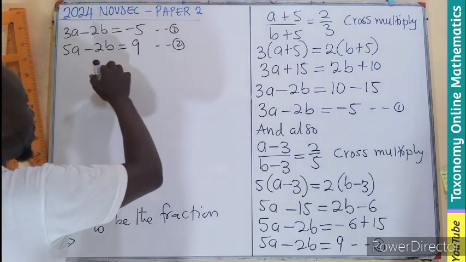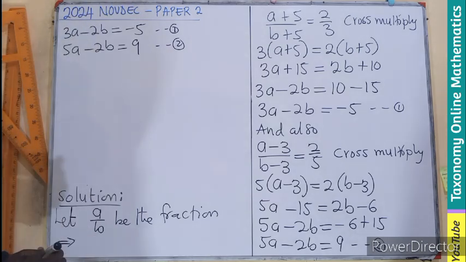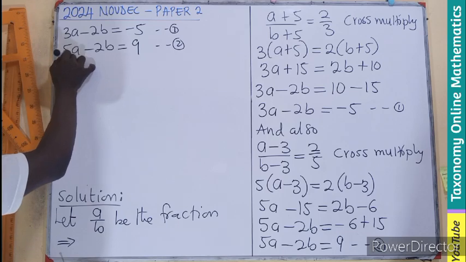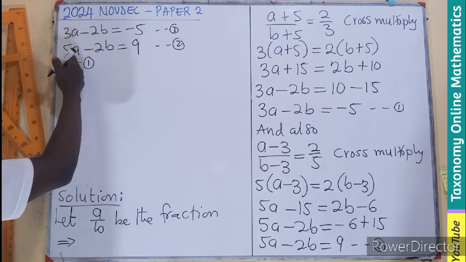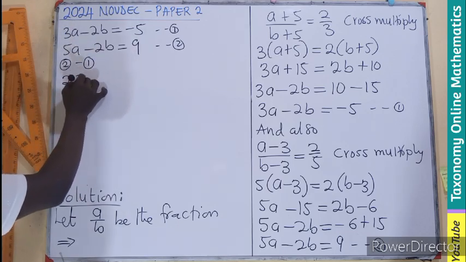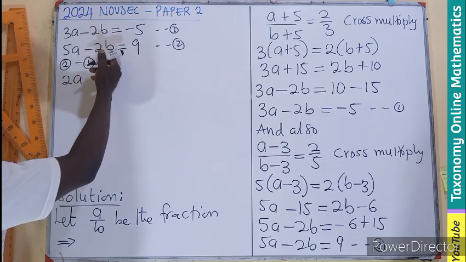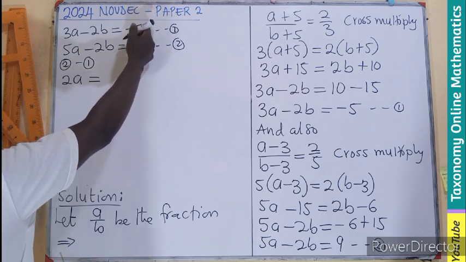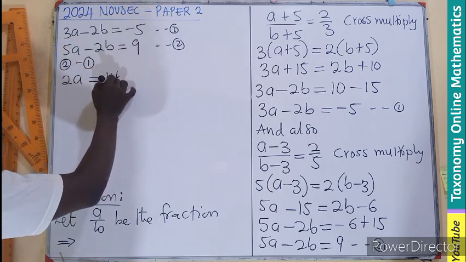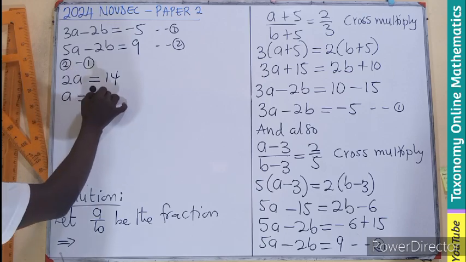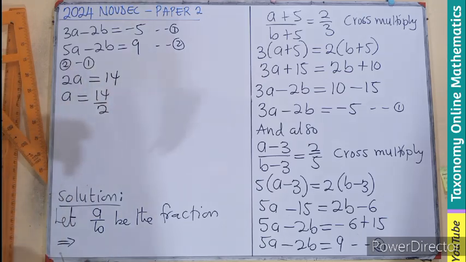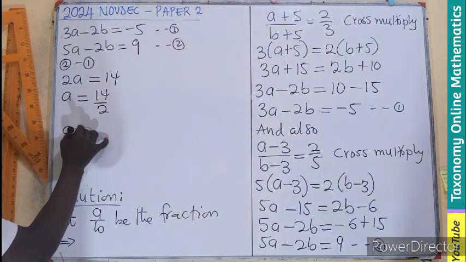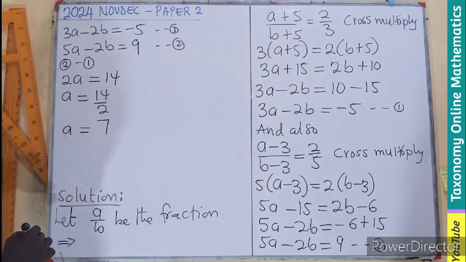Equation 1, equation 2. Since I have the same coefficient of b and the same sign, I perform subtraction. So I have equation 2 minus equation 1. 5a minus 3a gives you 2a. Minus 2b minus minus 2b will give you 0. Equals 9 minus negative 5, which will be 14. So a will be 14 divided by 2. Why? We divide both sides by the coefficient. That makes a equal to 7. Did we get that?